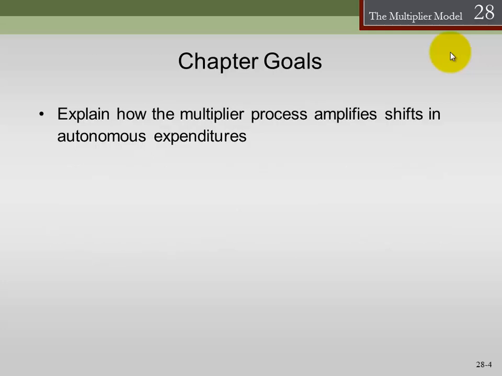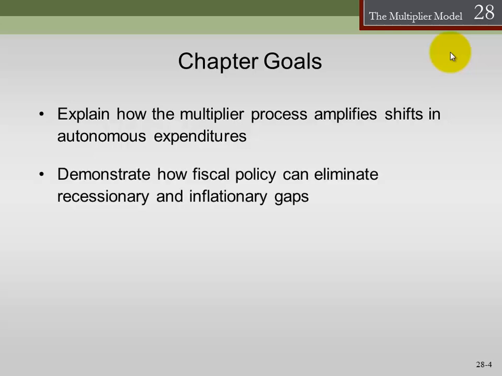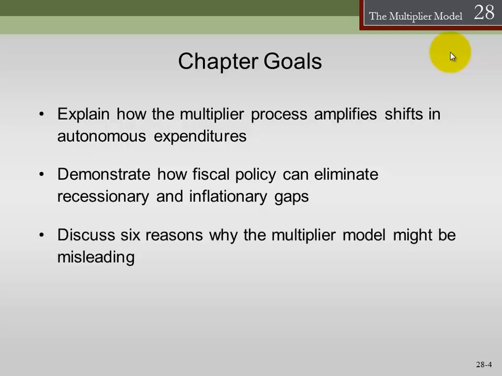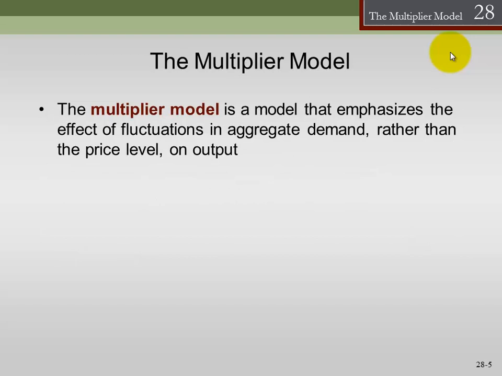Explain how multiplier process amplifies shifts in autonomous consumption. And demonstrate how fiscal policy can eliminate recessionary and inflationary gaps. And discuss 6 reasons why the multiplier model might be misleading. So the multiplier model really goes back to an economist by the name of John Maynard Keynes.